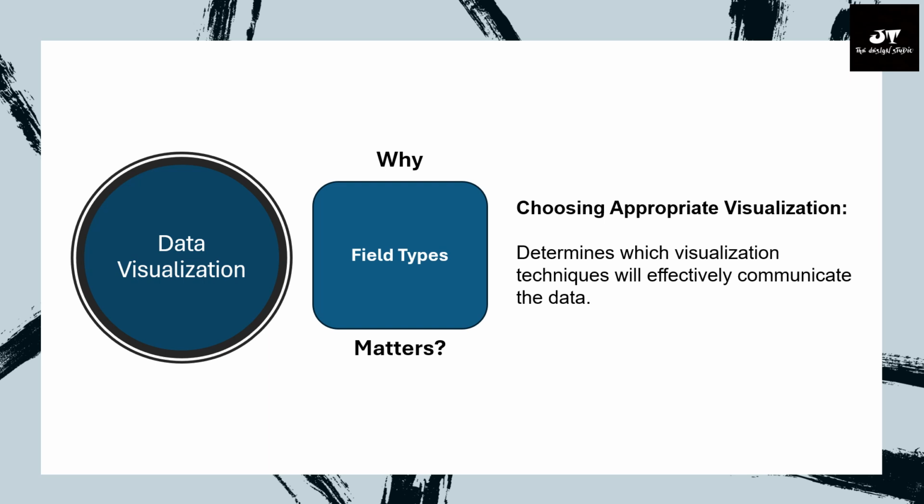For example, numerical data is best displayed using line charts, histograms, or scatter plots, while categorical data is better represented using bar charts, pie charts, or tree maps. Temporal data, which deals with time-based trends, is effectively visualized using time series charts or Gantt charts. By correctly classifying data, analysts can avoid confusion and ensure that the chosen visual representation enhances comprehension rather than distorting the message.